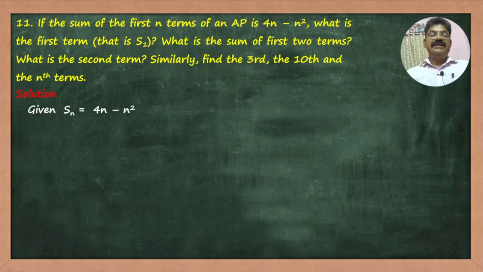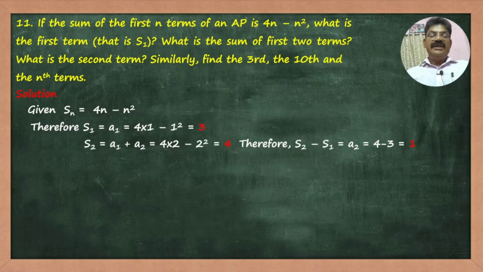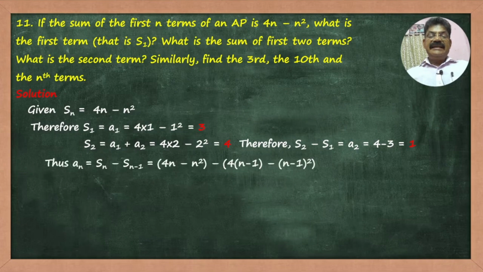Solution. Sn is equal to 4n minus n square. Therefore, S1 is equal to A1, which is equal to 3. S2 is equal to A1 plus A2, which is equal to 4. Therefore, S2 minus S1 will give you A2, which is equal to 1. Thus, An is equal to Sn minus Sn minus 1, which is equal to 4n minus n square minus 4 into n minus 1 minus n minus 1 whole square. On simplification, you get An is equal to 5 minus 2n.